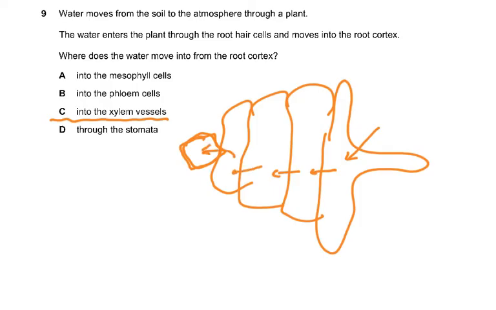And then why is it going to be pulled up? Because of the transpiration pull. Because water is evaporating from the surface of the leaves, and then the water vapor is diffusing out. So a suction force has been created. And that is called the transpiration pull.